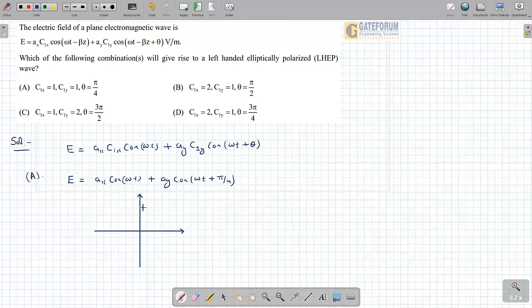So let's say t equal to 0. At t equal to 0, this will become Ax, a vector. E will become Ax plus, with omega t equal to 0, cos pi plus omega t. So it is 1 by root 2 here, somewhere around 0.707 A1. The resultant is somewhere here.